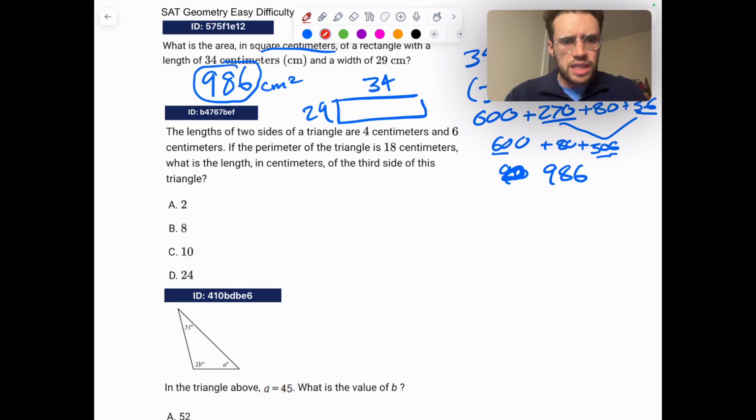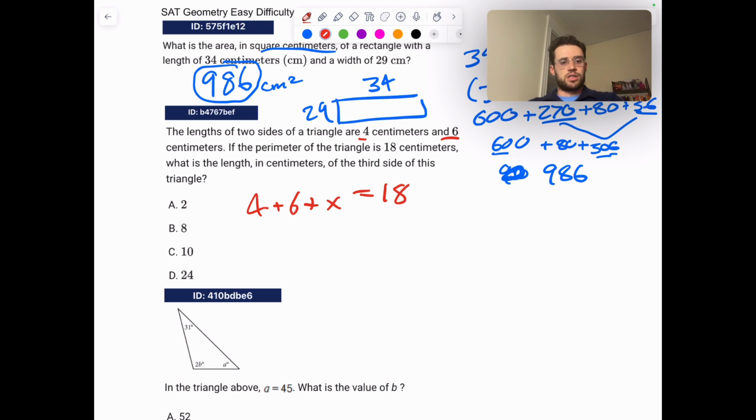The lengths of two sides of a triangle are 4 centimeters and 6 centimeters. If the perimeter of the triangle is 18 centimeters, what is the length in centimeters of the third side? Well, I don't even want to draw the diagram here because they gave us 2 of the sides. 4 plus 6 plus the third side we don't know, but that's how you find the perimeter of a triangle. You just add up the 3 sides. That's equal to 18. So 4 plus 6 plus x equals 18, x being that third side. 4 plus 6 is 10. So what plus 10 would give us 18? X has to be 8. You could also think of it as subtract 10 from both sides. So 8. And you just check your answer quickly. 4 plus 6 plus 8 gives us 18.